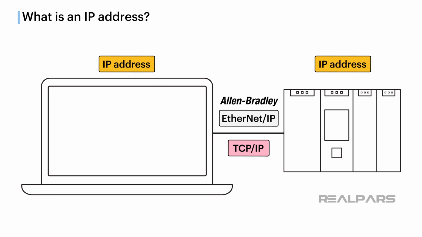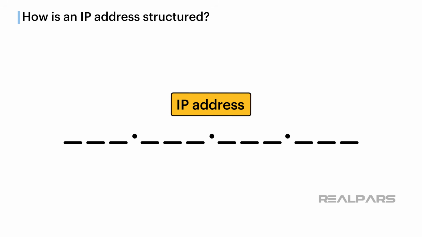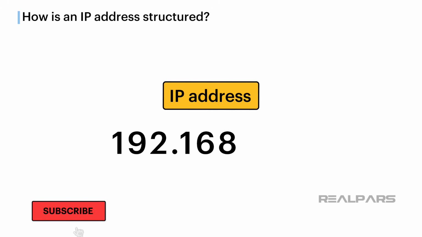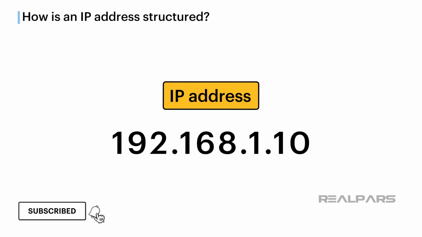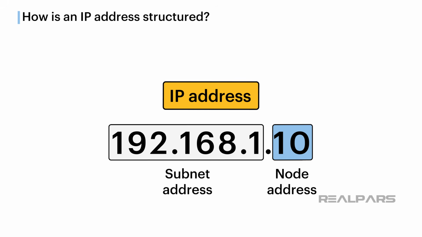Now that we know what an IP address is, let's look at how IP addresses are structured. An IP address is made up of 4 octets, which are numbers in the range of 0 to 255, separated by period characters. An example of an IP address is 192.168.1.10. The IP address of a device contains a subnet address and a node address.